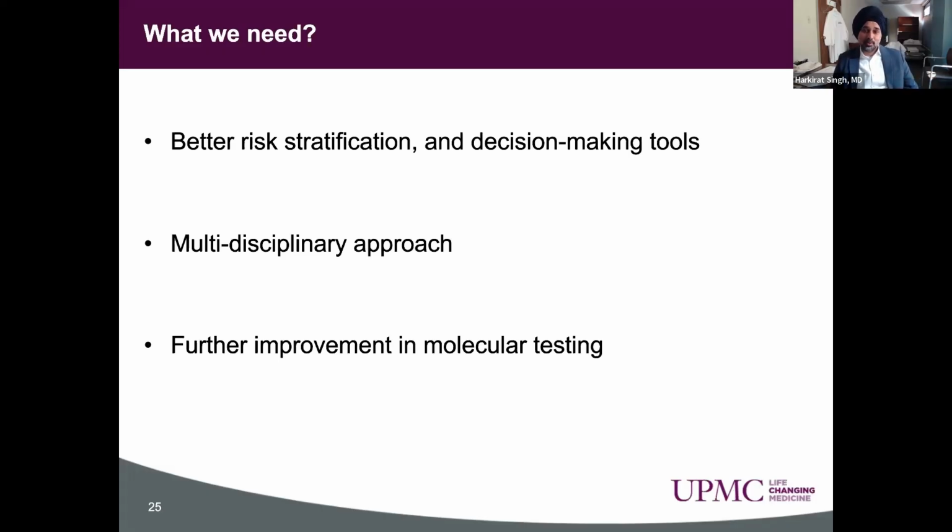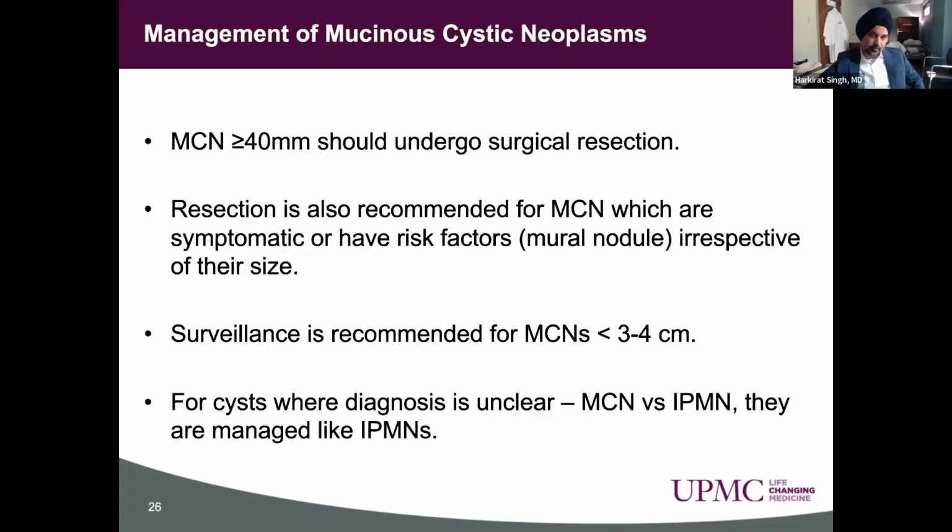We need a multidisciplinary approach to be followed at most places. At our center at UPMC, we engage our pancreatic surgeons in any cyst which has a complicated decision-making. And we need further improvement in molecular testing. We have made significant strides over the last decade in accurately identifying cysts and identifying high-risk features, but we still have more work to do to figure out what earliest genetic change we can identify, which will tell us how this cyst will behave in future and take care of it at that moment.